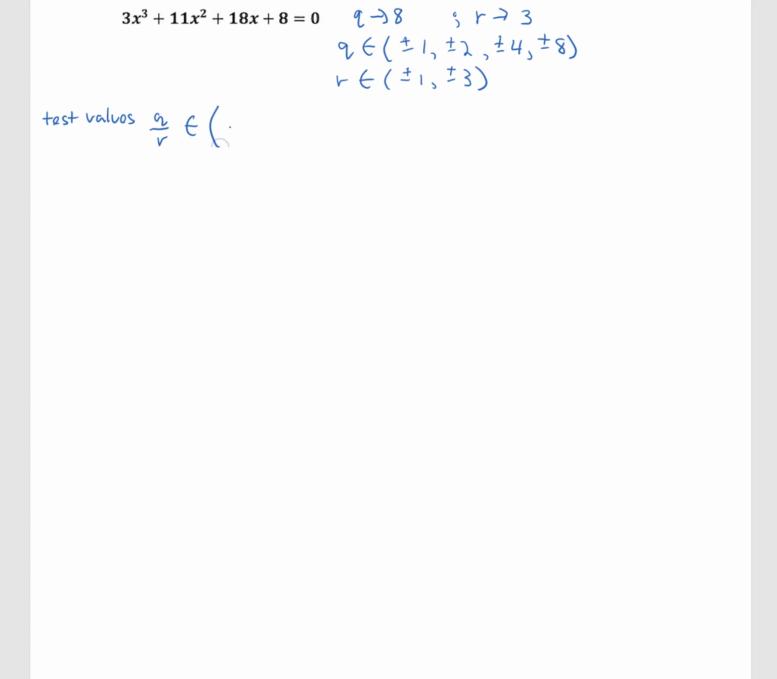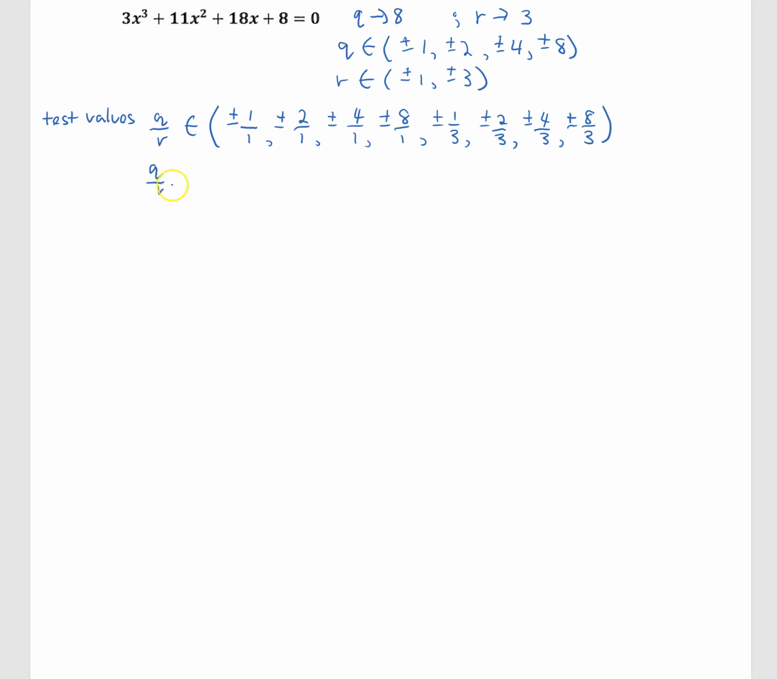And so combining these two sets, what we have is, I'm going to put everything over this value for r first, so plus or minus 1 over 1, plus or minus 2 over 1, plus or minus 4 over 1, plus or minus 8 over 1. Now all over 3, so we have plus or minus 1 over 3, plus or minus 2 over 3, plus or minus 4 over 3, and plus or minus 8 over 3.